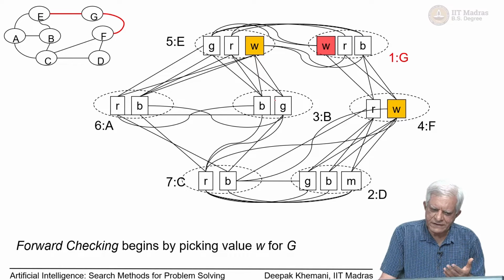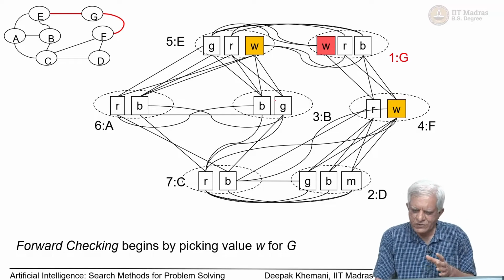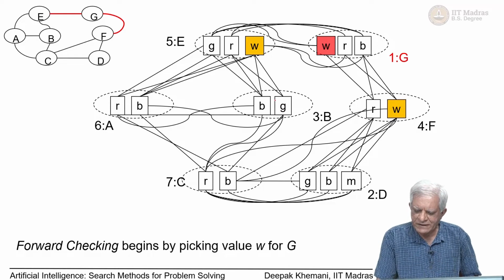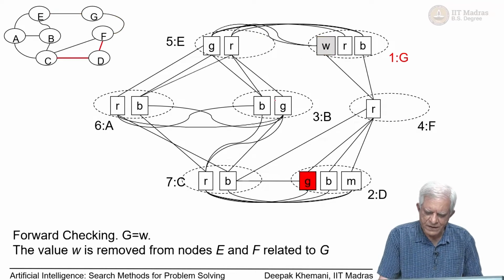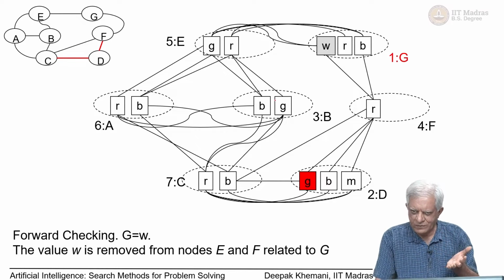yellow are, so G, as you can see on the top left, is related to E and to F, and if you were to choose W for G, let us say W is for white, then you cannot have white for E and for F, and these yellow nodes show that if you are going to select W for G, you will have to delete it from there. So, those two nodes have gone, as you can see, one was in F, one was in E essentially. Forward checking does only this, it looks at related variables and sees if you can prune them essentially.